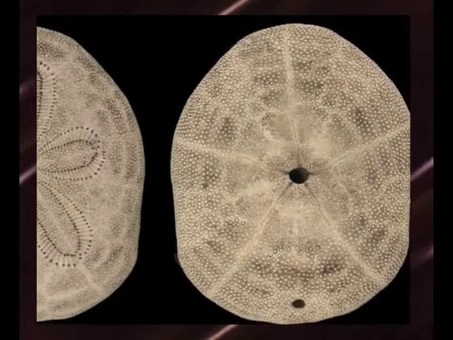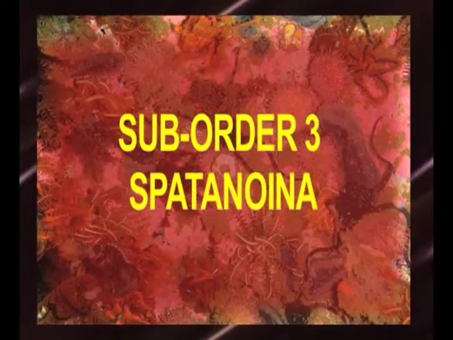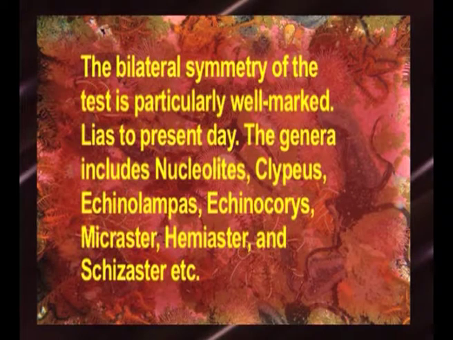It includes Clypeaster and Scutella. The third suborder is Cassidulina: peristome eccentric without notches, lantern and perignathic girdle absent, ambulacra commonly petaloid or subpetaloid, plates simple, anterior ambulacral often different from the others. The bilateral symmetry of the test is particularly well marked. Lias to present day is the age range. The genera include Nucleolites, Clypeus, Echinolampas, Echinocorys, Micraster, Hemiaster and Cyclaster, etc.